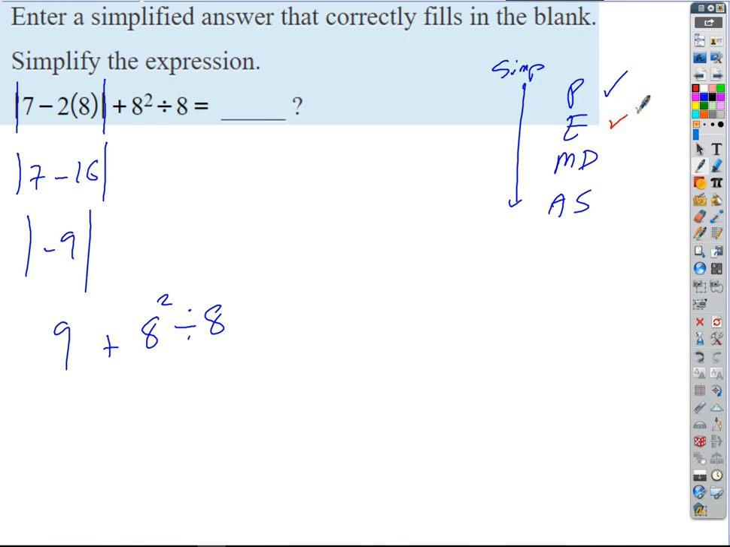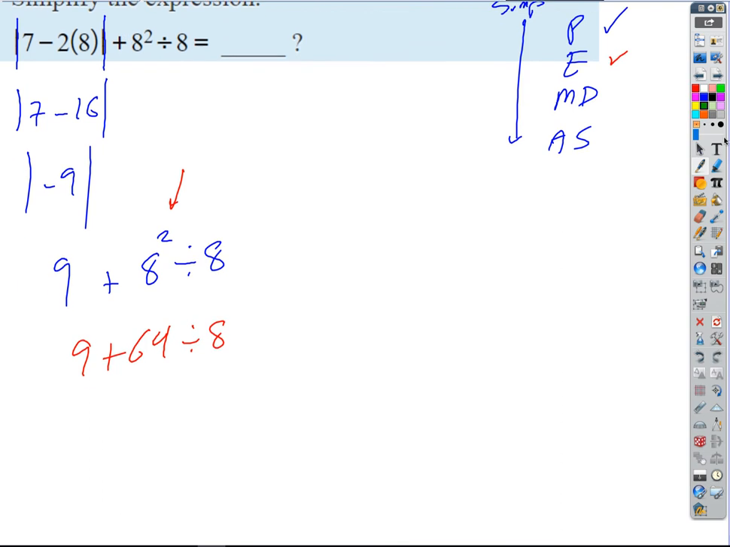Exponent. What's 8 squared? So 9 plus 64 divided by 8. What's next? Divide. 64 divided by 8 is 8. 9 plus 8. Okay? Just follow that order, right?